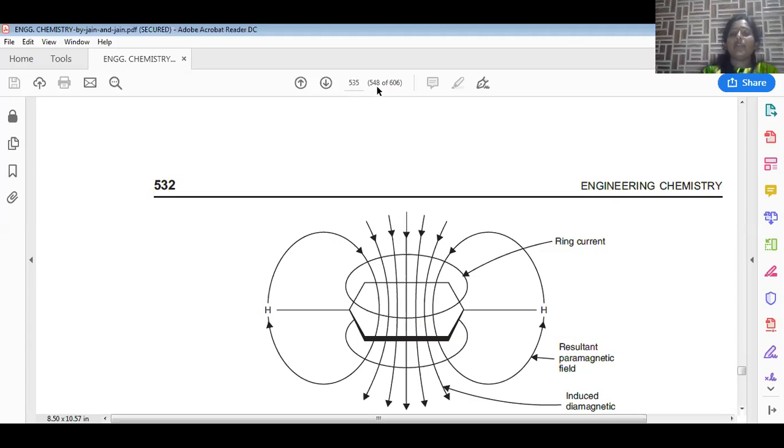In NMR spectroscopy, the important principle is chemical shift values. Chemical shift values are measured on the delta scale. These chemical shift values are mainly determined or influenced by shielding and deshielding effect of the protons. Shielding is when applied and induced magnetic fields are in opposite directions, which is called shielding effect. Both in the same direction is called deshielding effect.